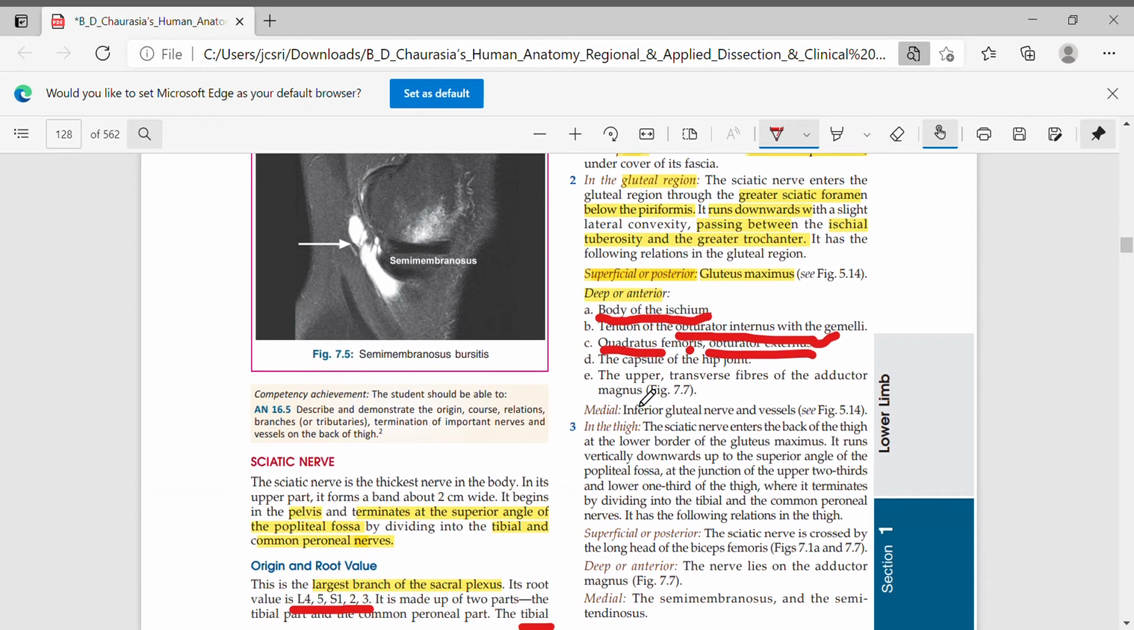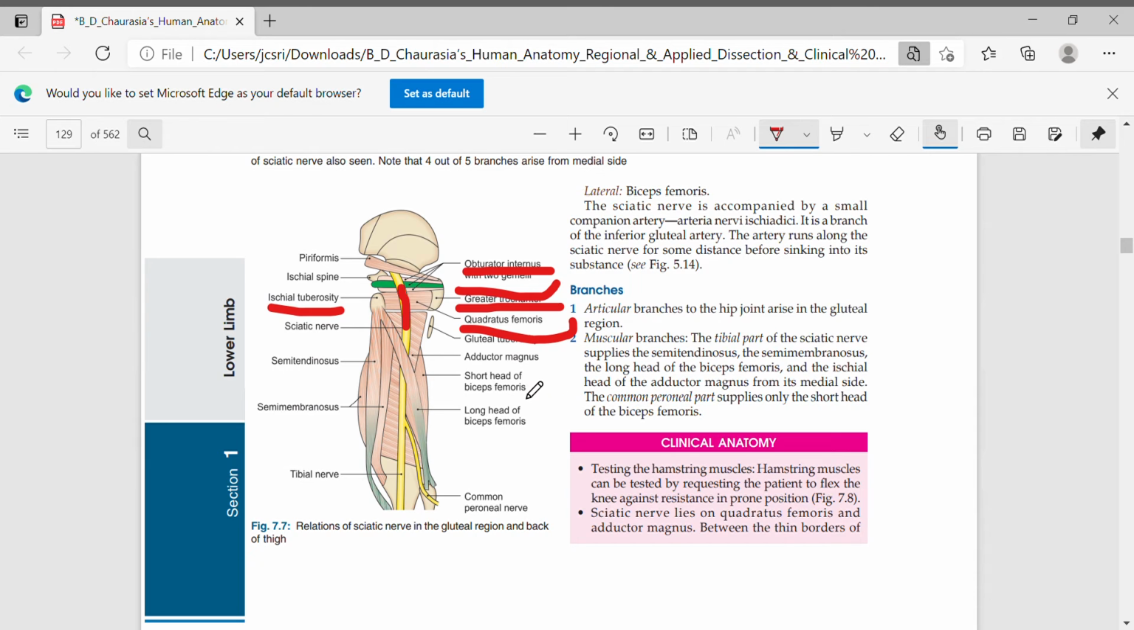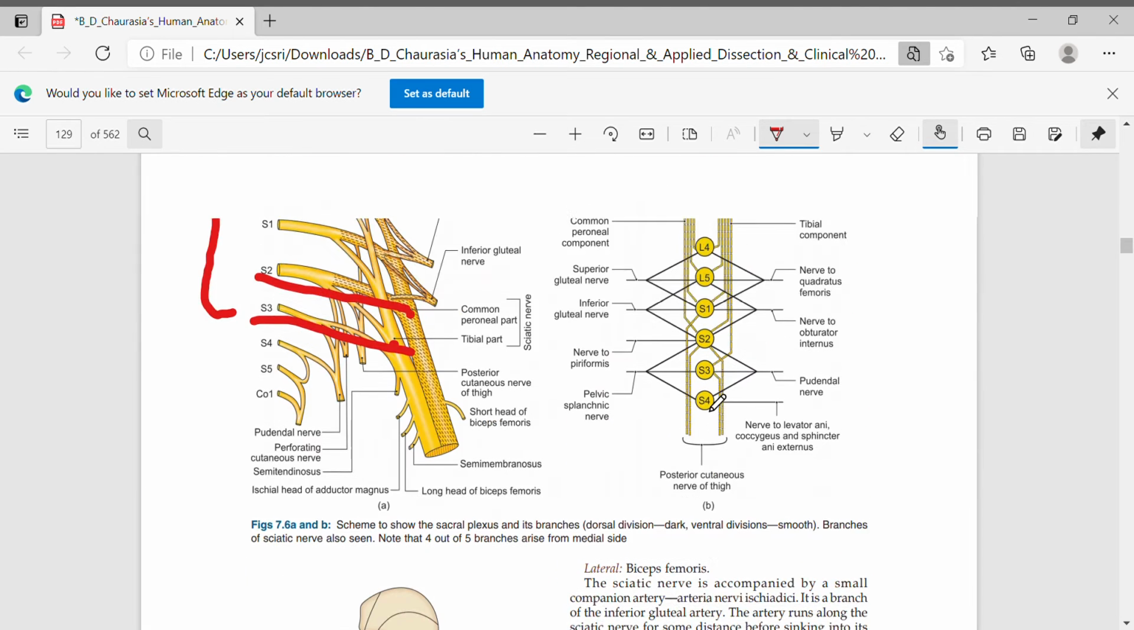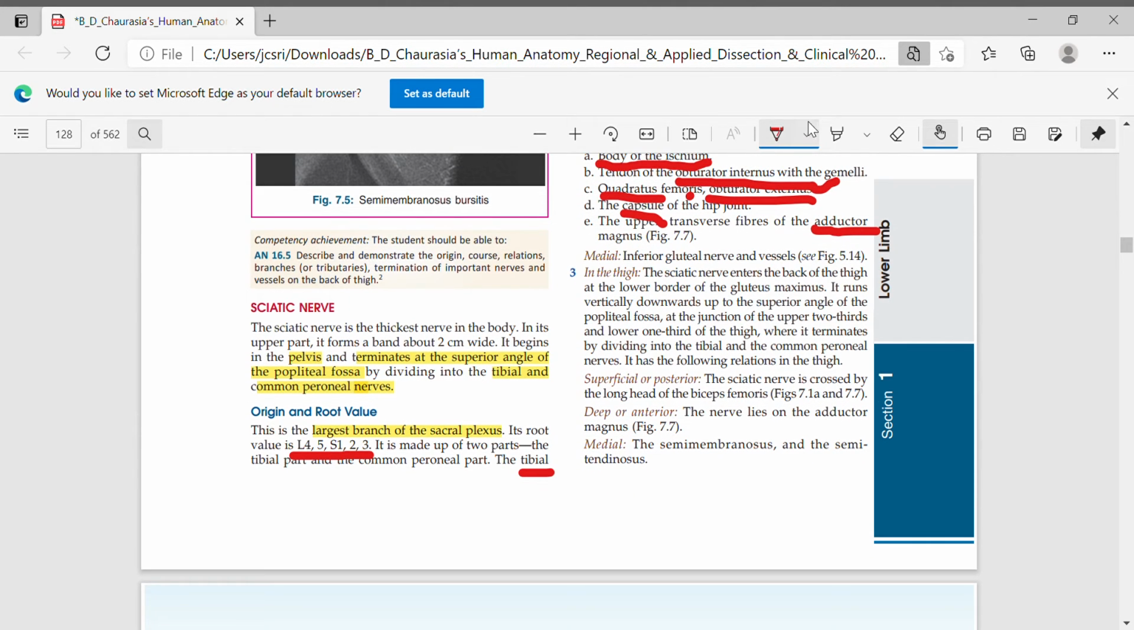And adductor magnus. So adductor magnus is also coming in, it is a hamstring muscle, right? So adductor magnus and the capsule of the hip joint are also deep structures. Okay, so that is what you should know very well. So next we come to the thigh region.